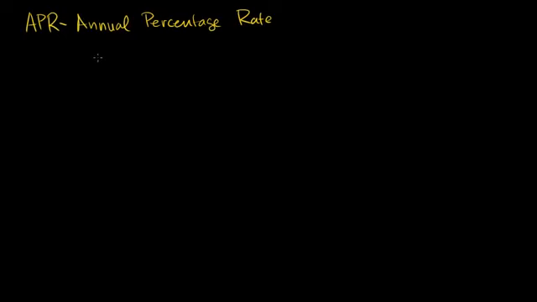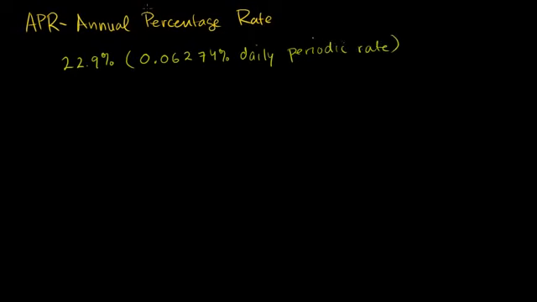So I was just browsing the web and I saw a credit card that had a 22.9% annual percentage rate, but then right next to it they say that we have 0.06274% daily periodic rate. This piece right here tells me that they compound the interest on your credit card balance on a daily basis, and this is the amount that they compound. So where do they get these numbers from?